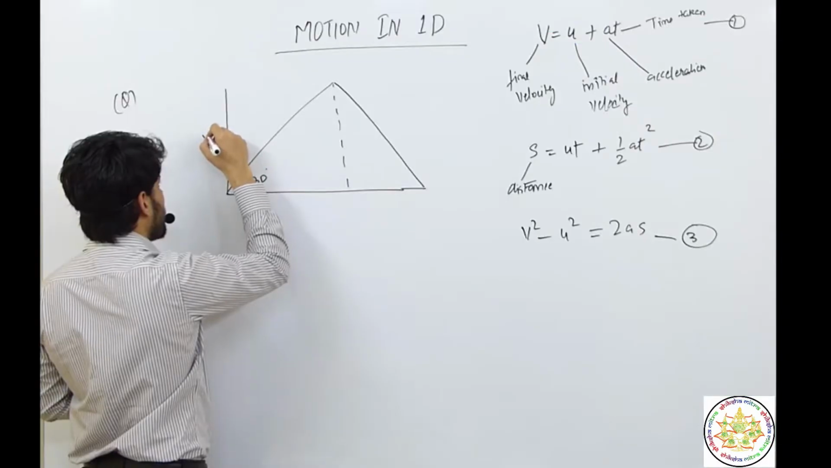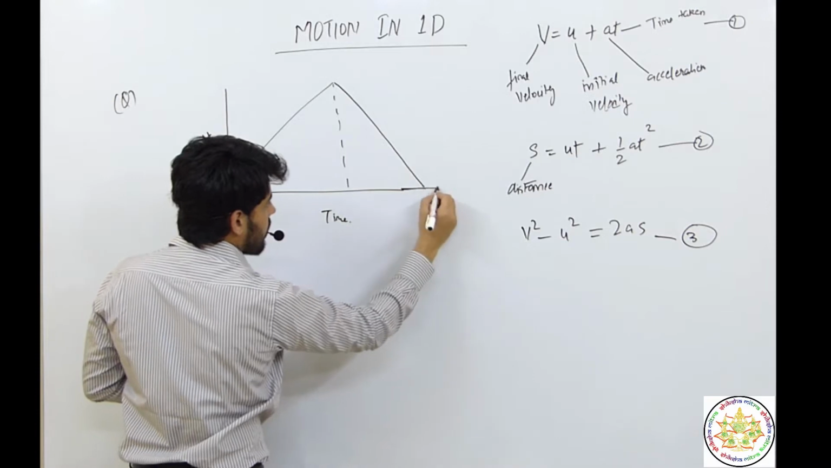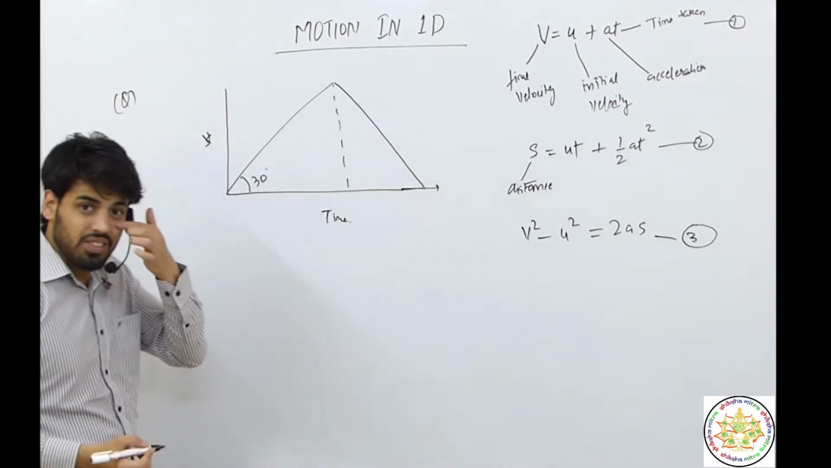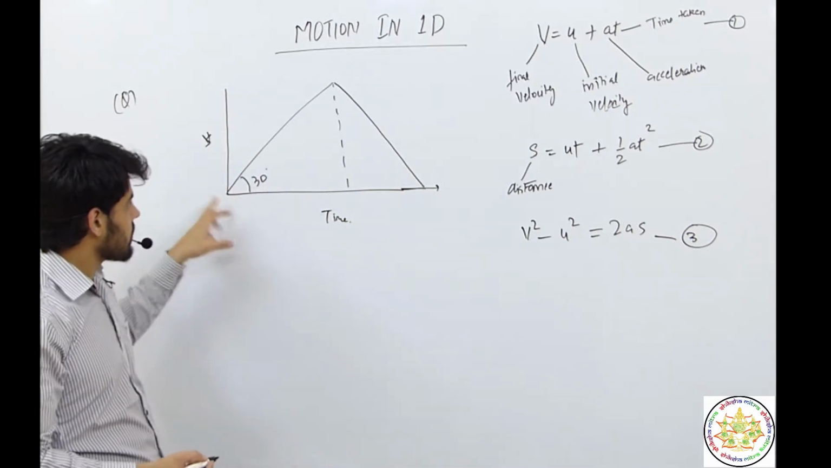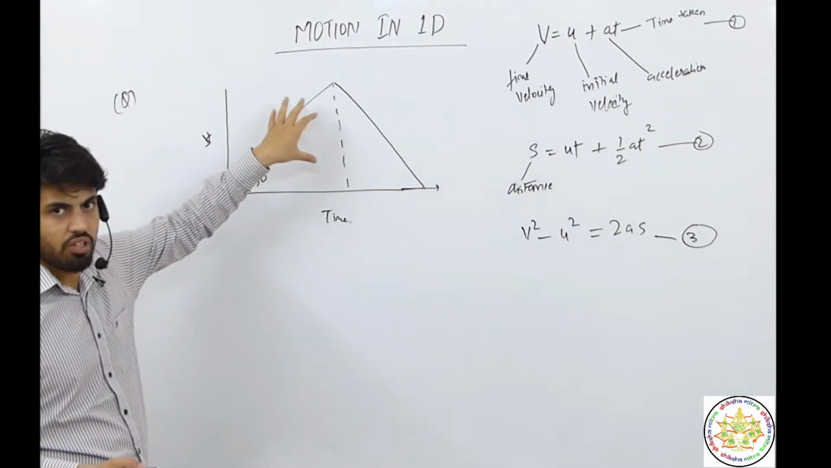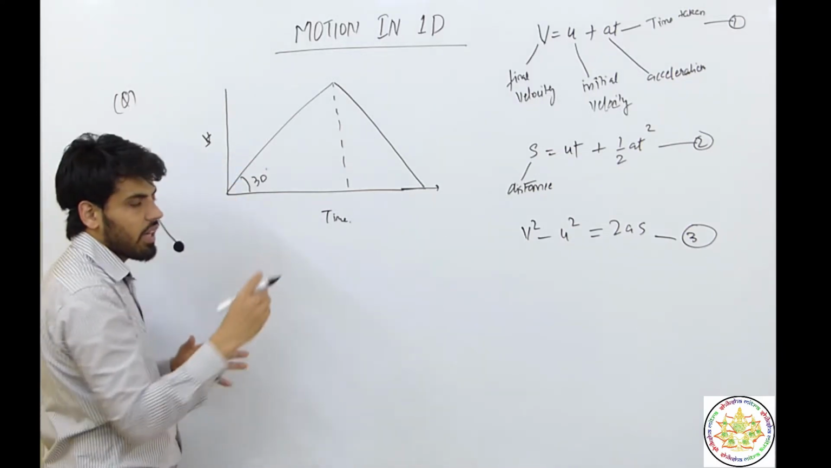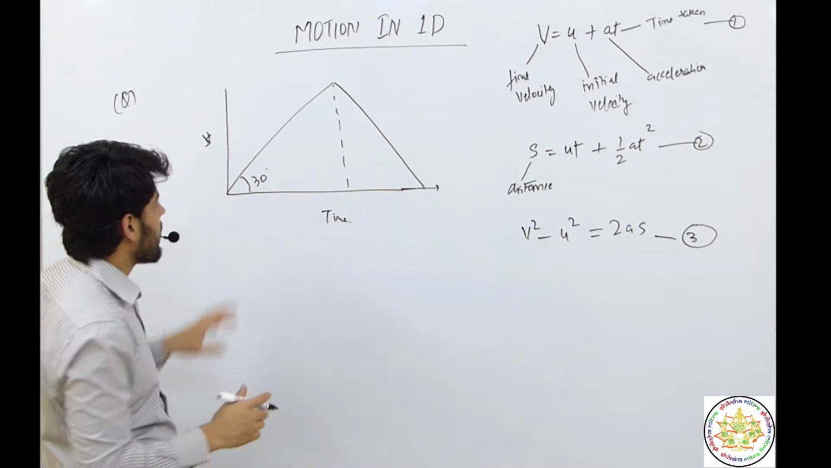There is a velocity time graph. You must be familiar with graphs. What kind of graph is this showing? This is a uniform graph. This line is straight, which means acceleration is constant. If the line is curvy, then acceleration is varying, because this is a velocity time graph.